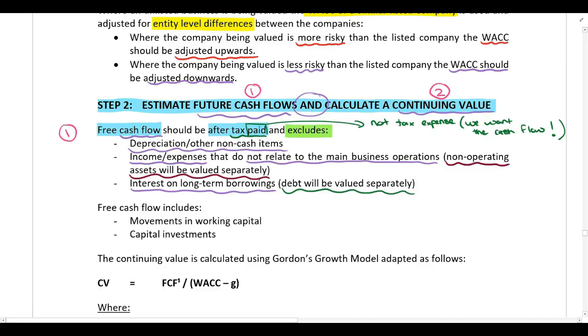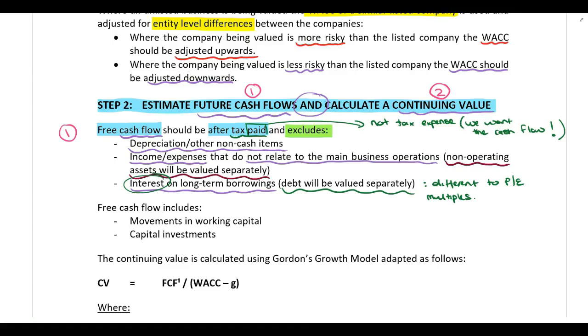So please note, this is different to where we performed a valuation using PE multiples. When we performed the calculation using PE multiples, we used earnings after interest and tax. We did not value debt separately. Now we are using our cash flow before interest because we are going to value debt separately. So that's everything we need to exclude.